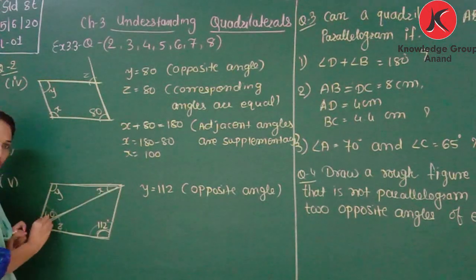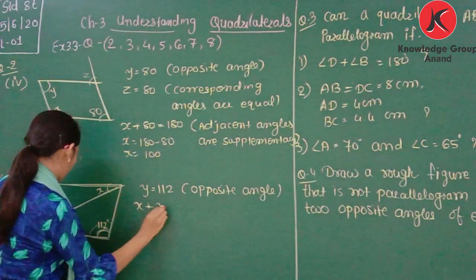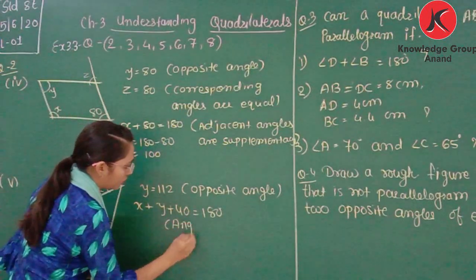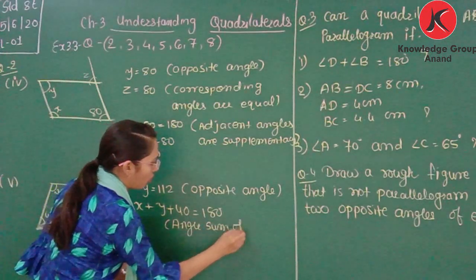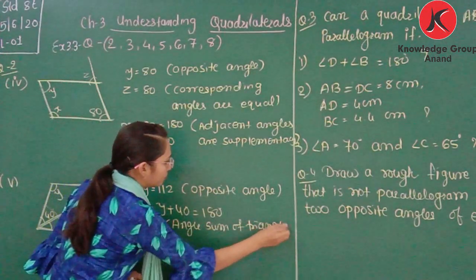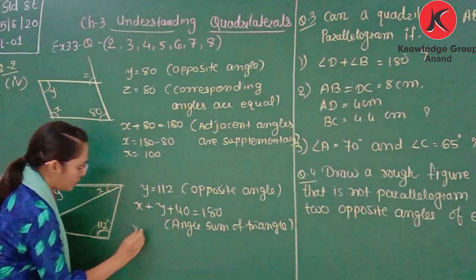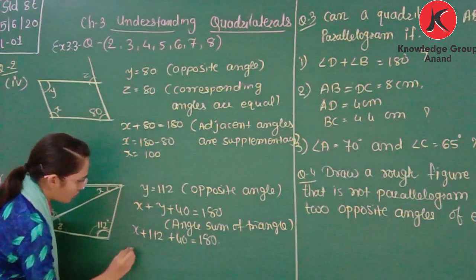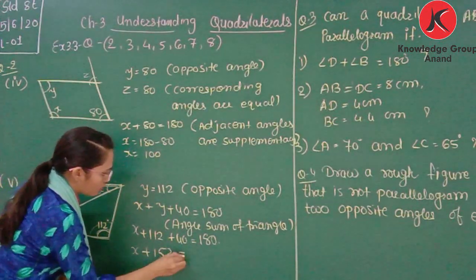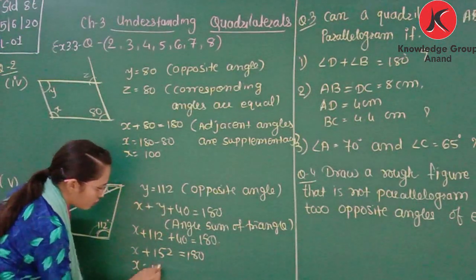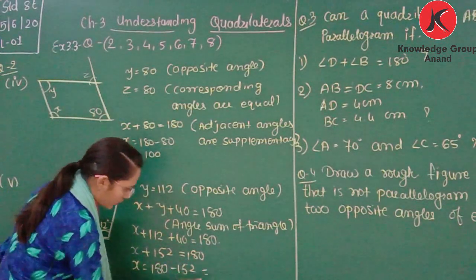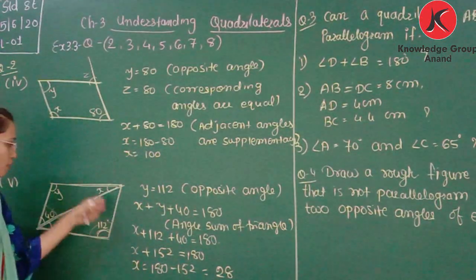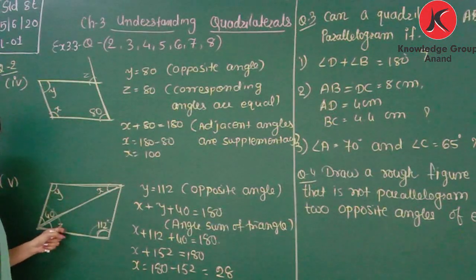So first of all we find x because it will be easier for you. So if we consider this triangle, then x plus y plus 40 is equal to 180, angle sum of a triangle. y is 112, so x plus 152 is equal to 180. So x is equal to 180 minus 152, that is 28. Clear? What is the value of x? 28. So z is also 28.